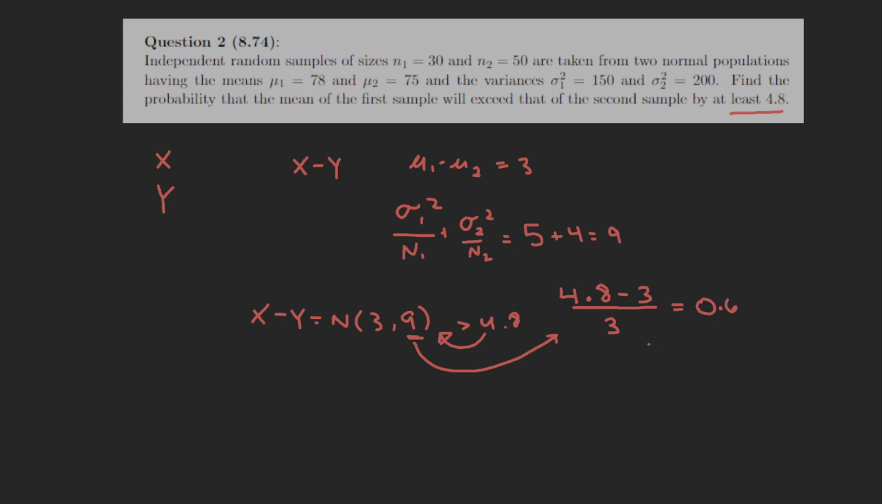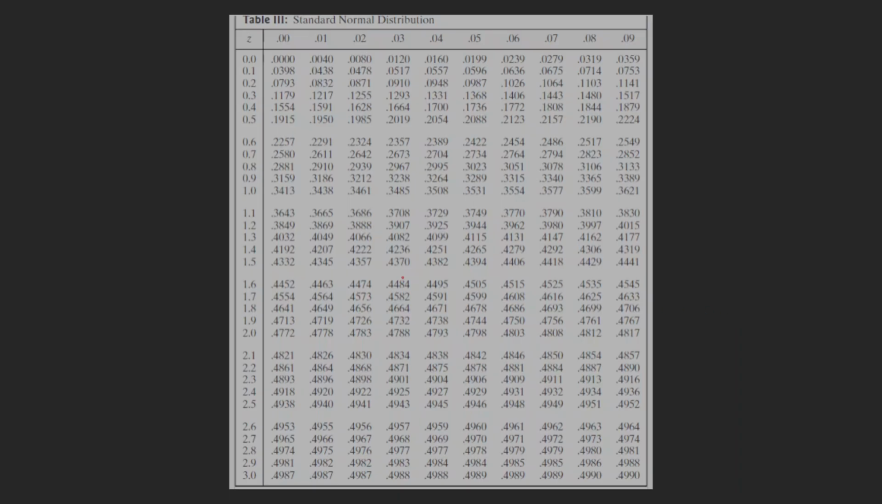That's your z-score. For those of you who are confused on how I got this equation, the equation for the z-score is just going to be your mean that you're trying to find minus the mean of the population, I'll just call that mu, over the standard deviation of the population. 3, 4.8, 3. Plug it in, get 0.6. So now we can go to our table and find 0.6. So here's our standard normal table, and we see that 0.6 has a probability of 0.2257.